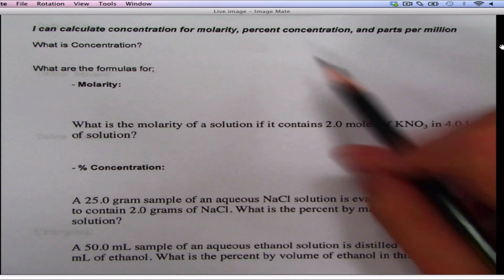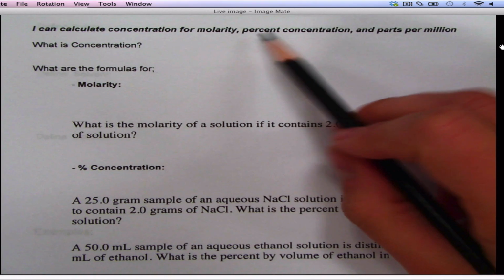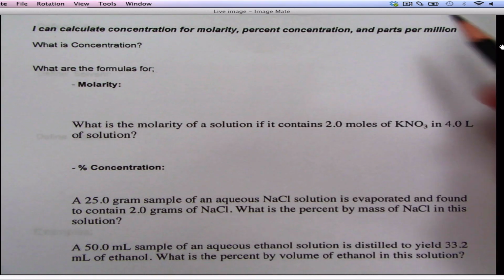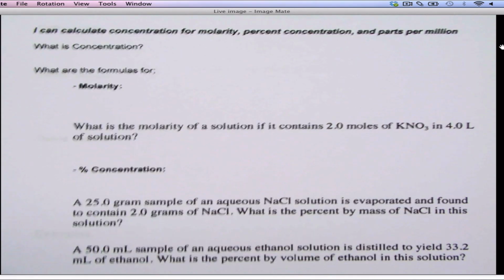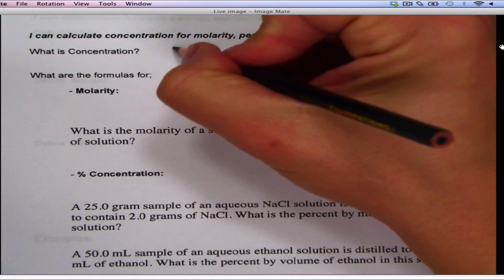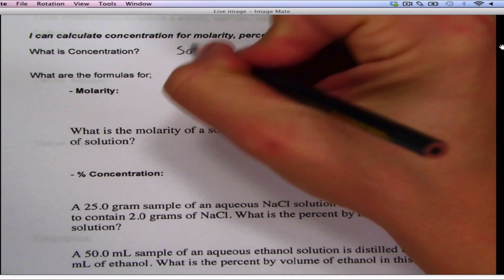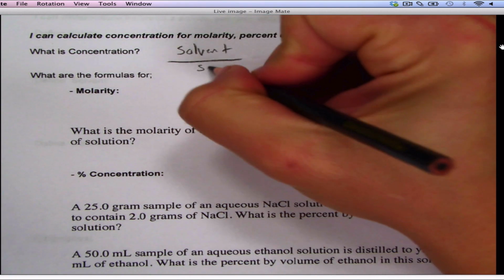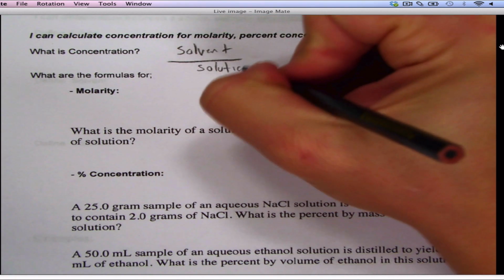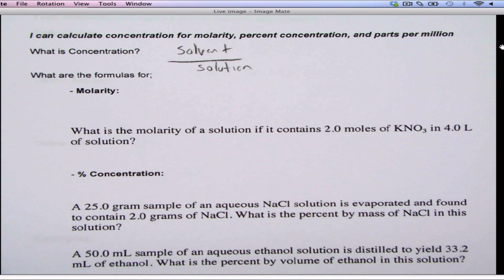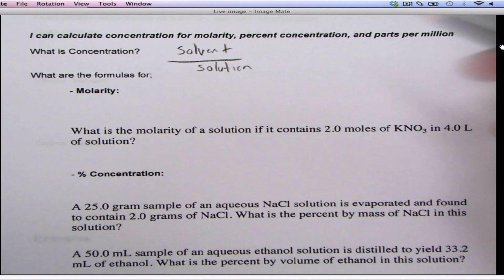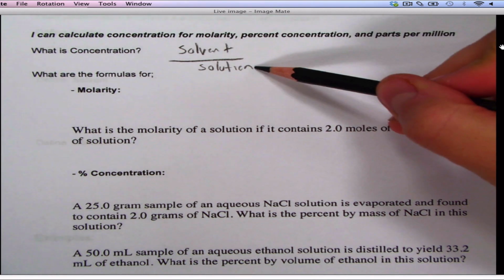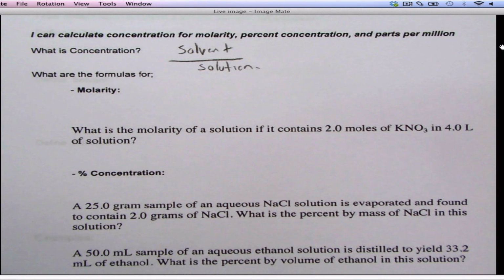Here we go. We're talking about molarity, calculating molarity, percent concentration, and parts per million. So the first thing you need to realize is, what is concentration? It's basically the solvent versus the solution, in some way, shape, or form. So it's going to be either volume or grams. It's basically a measurement of how much stuff you put in something. And there's a couple different ways to look at it.